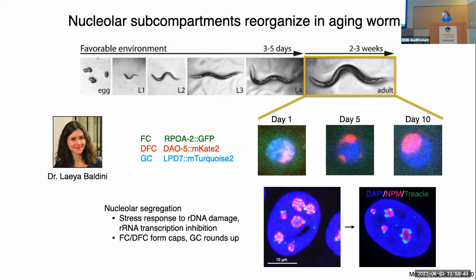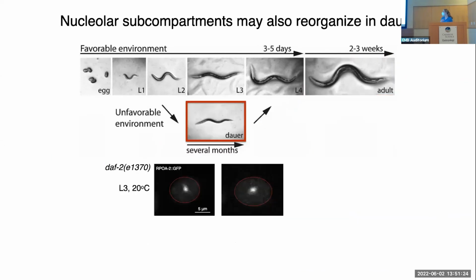And this is very reminiscent of a phenomenon called nucleolar segregation that occurs in mammalian cells in response to either DNA damage or RNA transcription inhibition. And so here you can see NPM1 is a GC marker. The green marker is a marker of the DFC. And when they induce DNA damage, the internal DFCs move to the periphery. And so it looks like the same thing is happening during aging, perhaps a consequence of less efficient transcription during the aging process. And we see a similar thing happening in dauer.